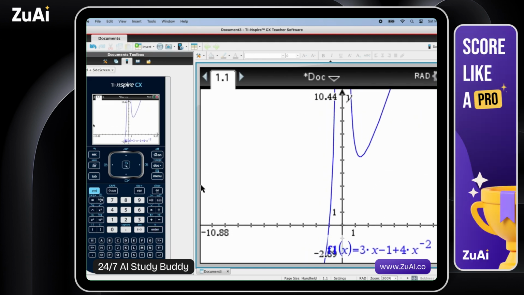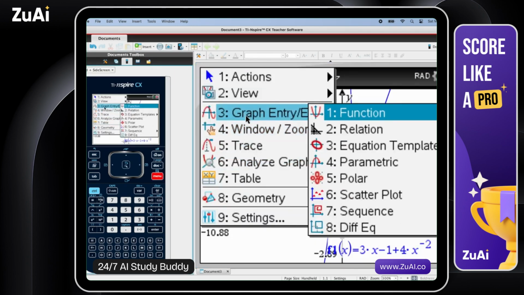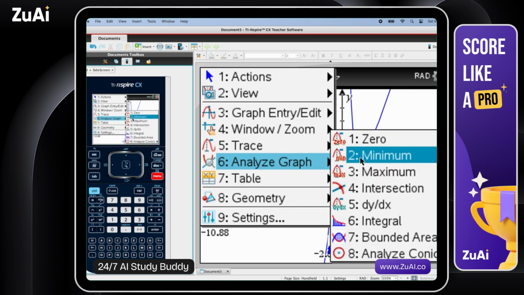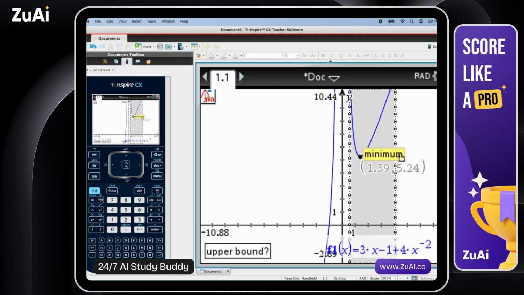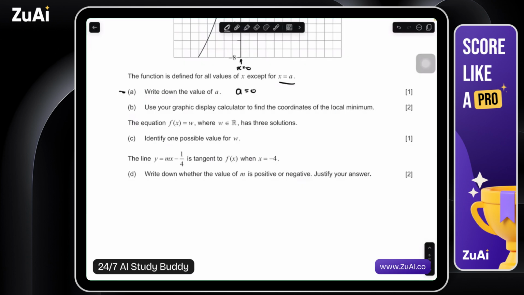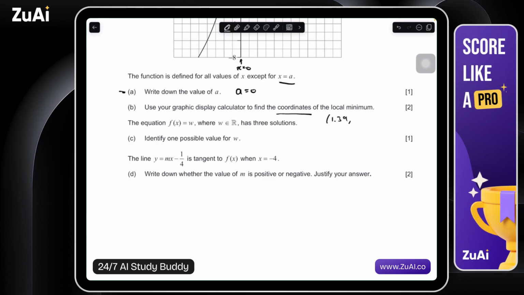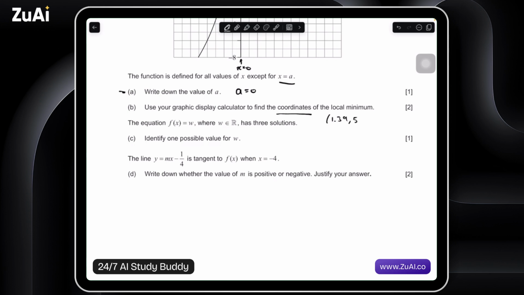Don't need to do any kind of zoom fit. And let's find the local minimum. So let's analyze graph. Let's find the minimum and see where it occurs. So when x is equal to 1.39, the y value is 5.24. Alright, let's go back to the document and write that out. So they're asking for the coordinates, so let's put both the x, y values. That would be when x is equal to 1.39, y is equal to 5.24. Okay.